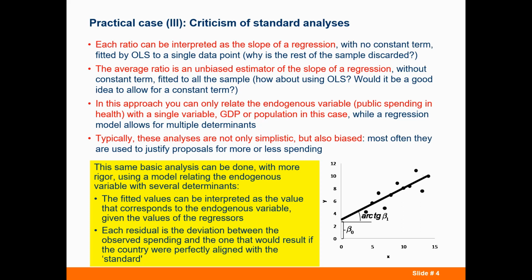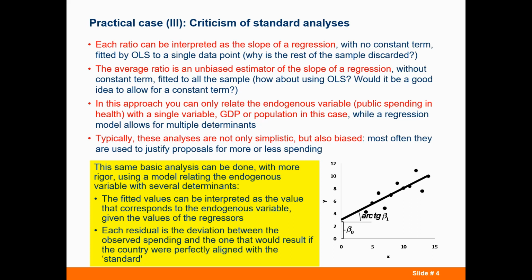Last, these analyses are not only simplistic but biased. You typically choose the denominator according to your interests. If you choose GDP, you would justify less difference in the public expenditure. If you choose population, you would justify an increase in spending.